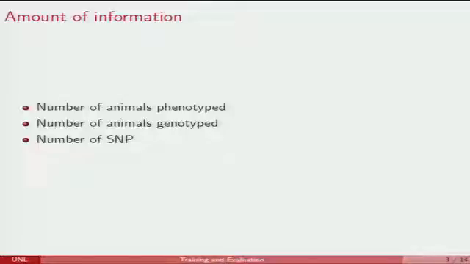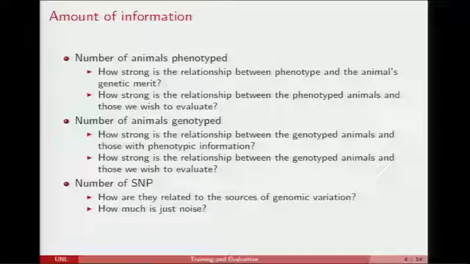Also, there's the number of animals genotyped. As we increase the number of animals genotyped, we're getting more information from that end. And as we increase the number of SNPs, we're getting more and more information there. It would be nice if it was all simple, if we just had to count the numbers and say we're doing good or bad, but it's a little more complicated than that.